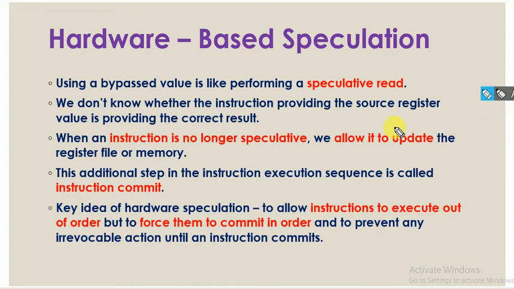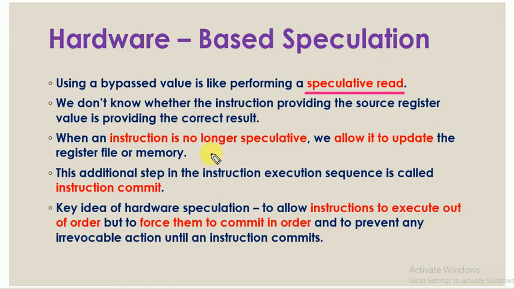Using a bypassed value is like performing a speculative read. We don't know whether the instruction providing the source register value is providing the correct result. We don't know how that branch will perform, whether it is going this way or that way. We don't know the exact correct result. Some other stage only will have the expected result of that particular case.